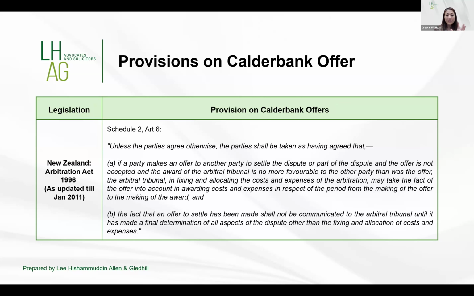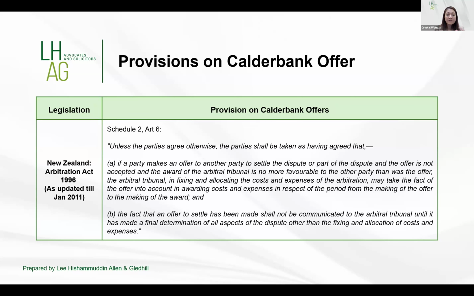So I think it's quite clear from the wordings that the New Zealand Arbitration Act and the Malaysian Arbitration Act have systematically enshrined the principle of the Calderbank offer or sealed offer mechanism into their national enabling legislation. While the Hong Kong Ordinance, though not in a prescribed manner, implies a similar practice in a less tightly worded form.